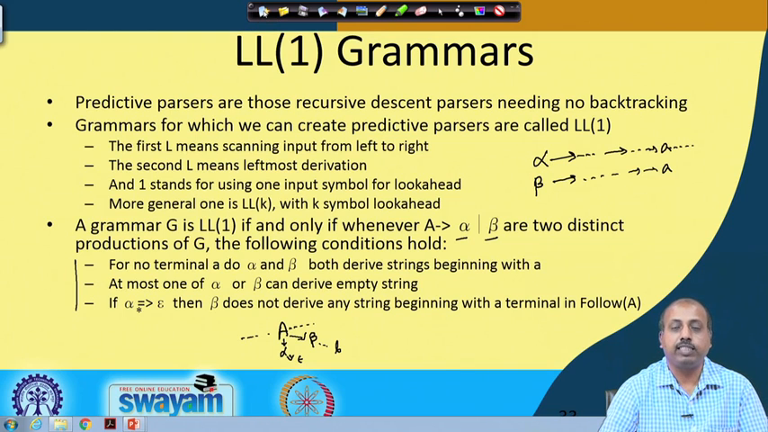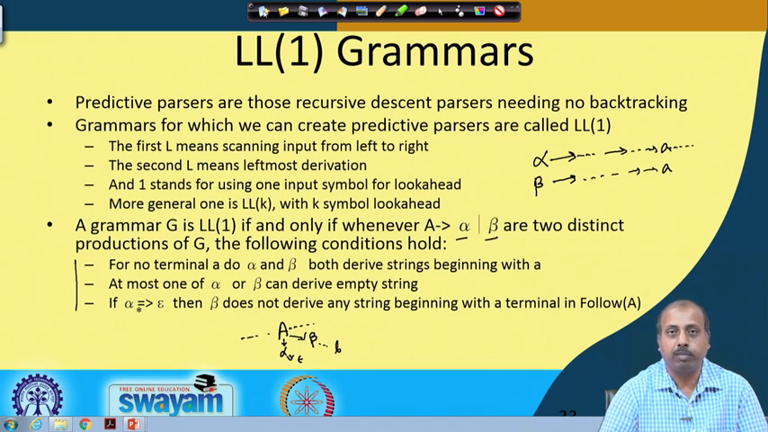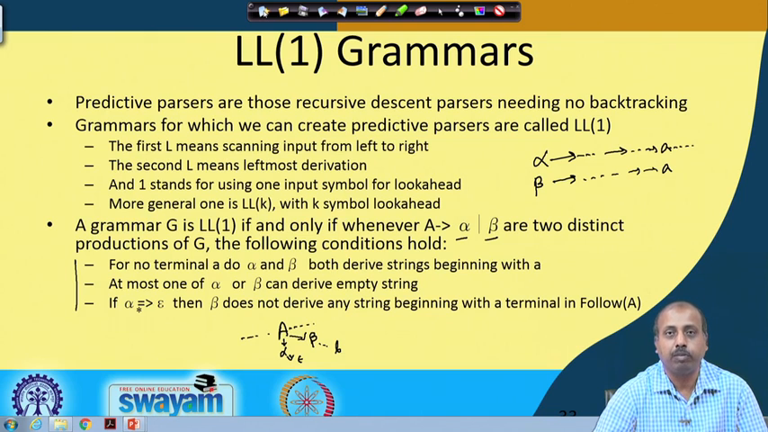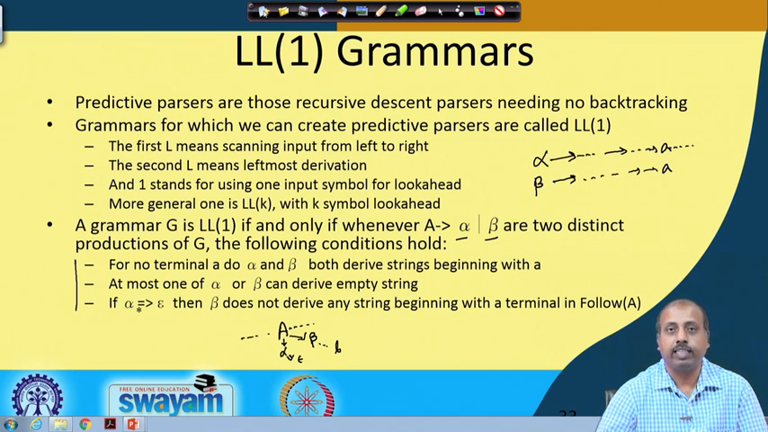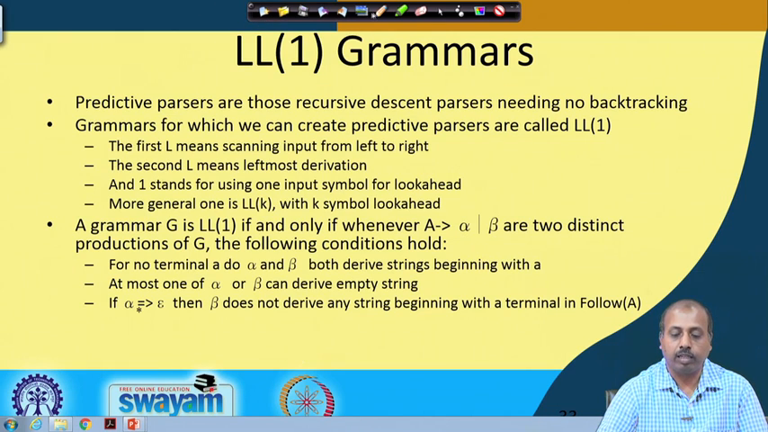Even without doing these checks, you can decide whether a grammar is LL1 or not by constructing the corresponding parsing table. If the grammar is not LL1, then there will be multiple entries in the parsing table for a particular value. Whenever there are multiple values at some entry, we say that the grammar has a problem, so it is not an LL1 grammar. We will see that.